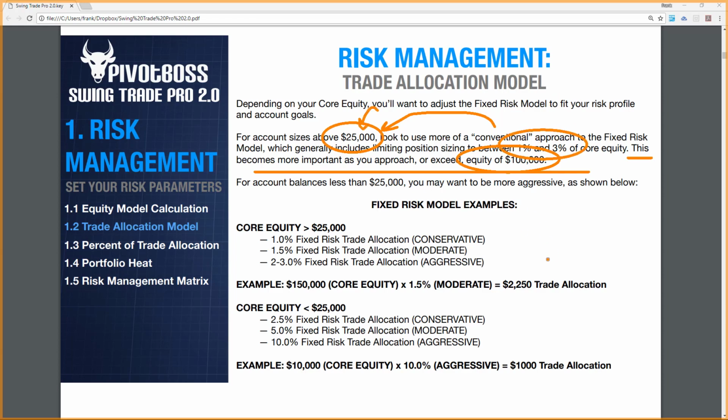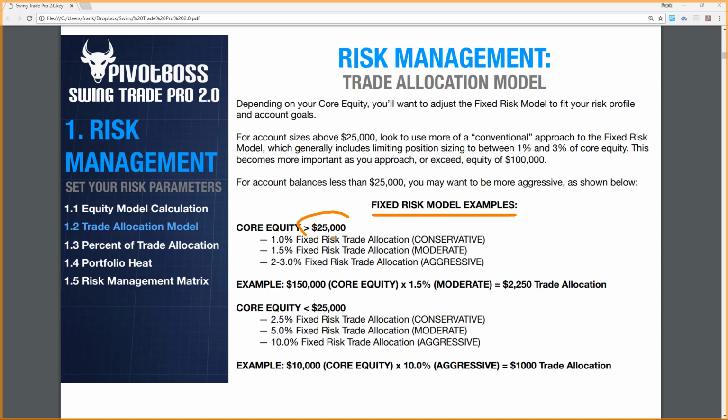Now, if you're below 25K, then you may want to be a bit more aggressive. So for account balances less than 25K, you can be a bit more aggressive. So let's look at a couple of ideas here. For example, here are some fixed risk models and some examples for an account above 25K and an account below 25K. And so these are the 3 levels of risk exposure that you may want to consider. Again, I stick to a conservative, moderate, and aggressive approach of 1, 1.5, and 2.6% of fixed risk trade allocation per trade.